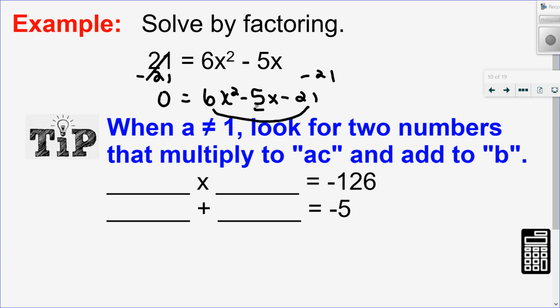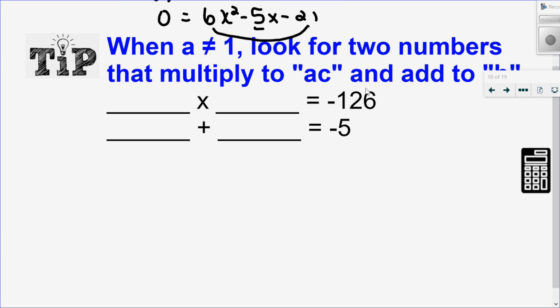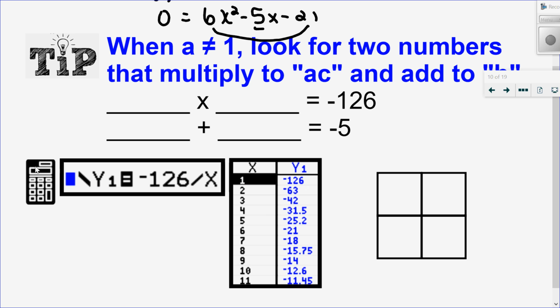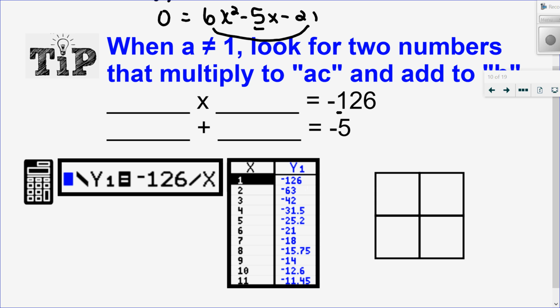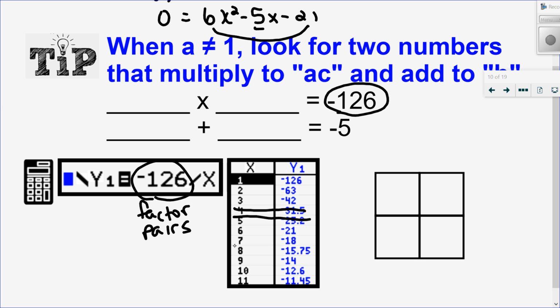So when I get into bigger numbers, sometimes it's a little harder to see the factors. So I'm going to show you a little trick that you can use on your calculator to help you find factor pairs of negative 126. So what I do is I go into my calculator and I take what product I want, negative 126, and I divide it by x. I'm dividing it by x so that I am going to get all of my factor pairs of negative 126. Now, I go into my table, and obviously I have some decimals. I don't look at the decimal numbers. I only look at the integer values. So this is giving you all the factor pairs of negative 126.